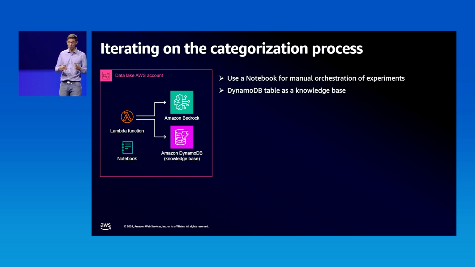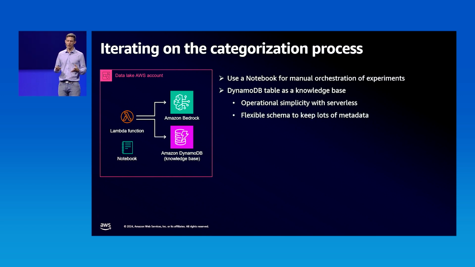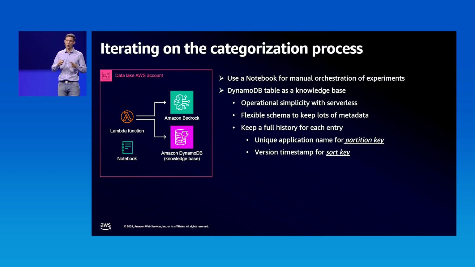Now, to implement the knowledge base, we could have used almost anything, but I'll tell you why DynamoDB was an ideal fit. As a serverless offering, it couldn't be easier to operate, and at this scale, it's very cost-effective. Also, having a flexible NoSQL schema makes it easy to maintain and query rich metadata, which is important when sampling data for evaluating changes. We're also able to maintain an auditable, complete history of each item in the knowledge base by having the application identifier as the partition key and a version timestamp as the sort key.